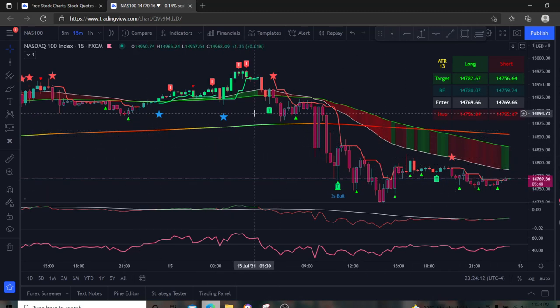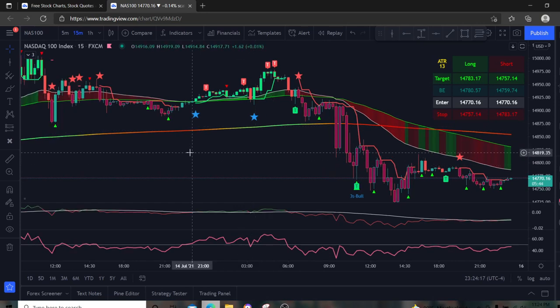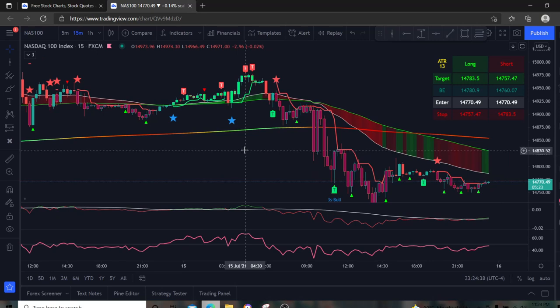But if you do it with multiple confluences and do it correctly, by doing your markup on your chart, analyzing everything first, and then putting on the indicators and having a lot of confluences all together, confirming that you want to take this tweezer top or bottom trade, you will have a higher probability of that trade working out for you. Here's what we're looking for.